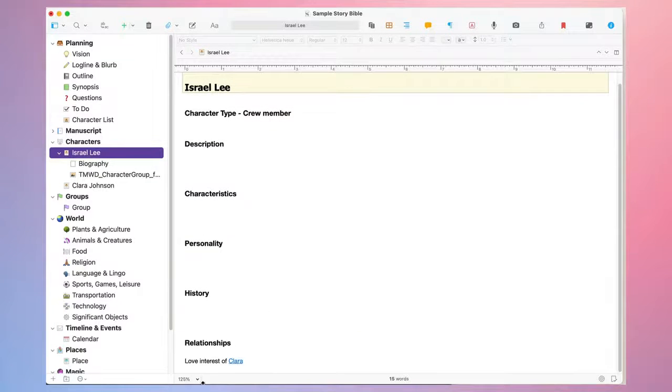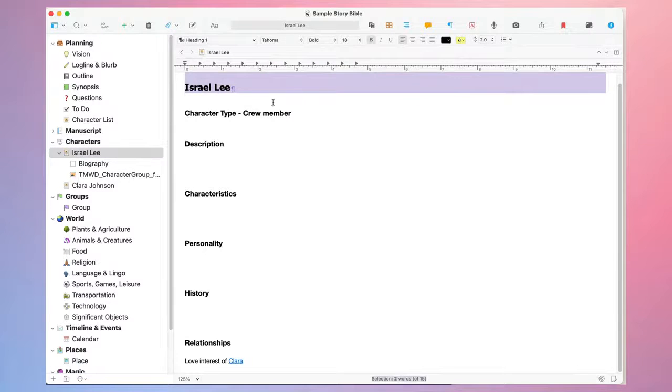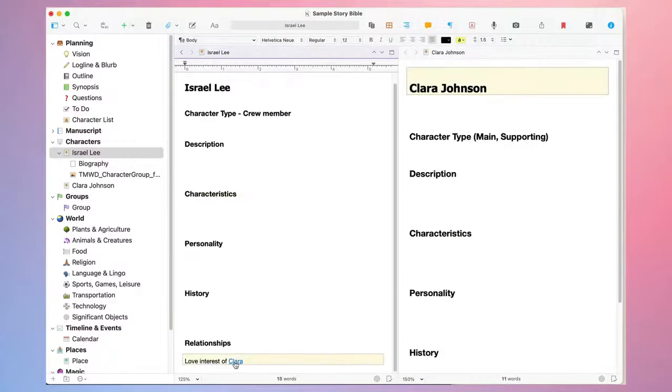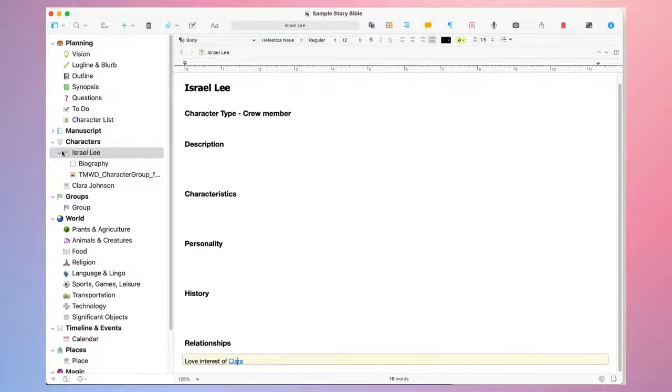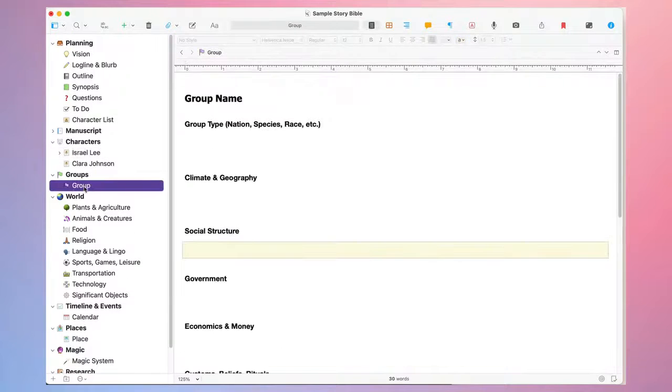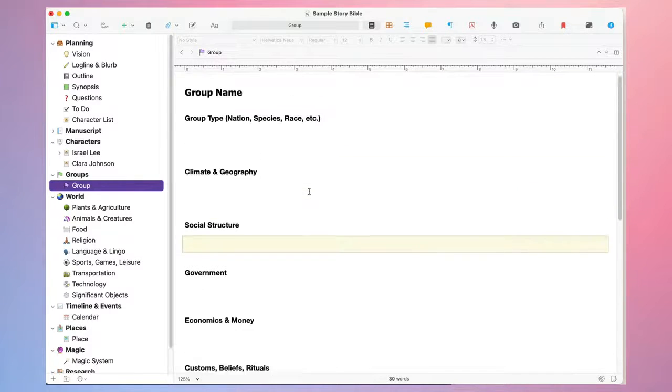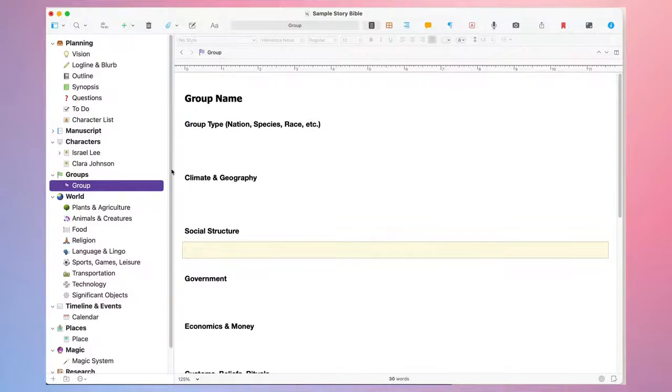Here is an example of a relationship of a character. So we're in the character of Israel, and he's one of my heist crew members. This is a heist story. And then we have Claire, a link to her profile, which opens up her profile over here, depending on how your Scrivener is set up. So that's really cool. We have sample groups and just information that you can fill in inside of the template on each of the groups.